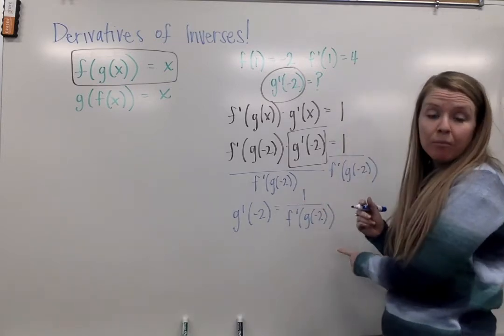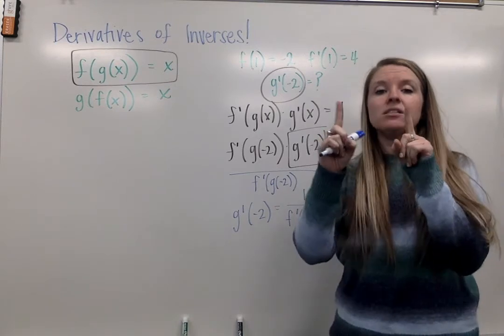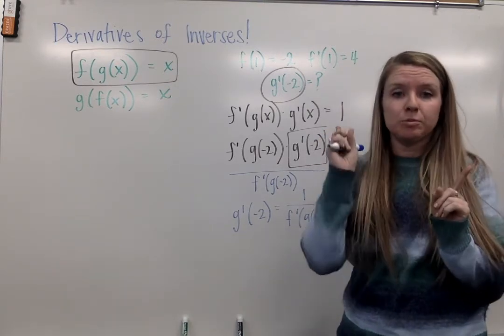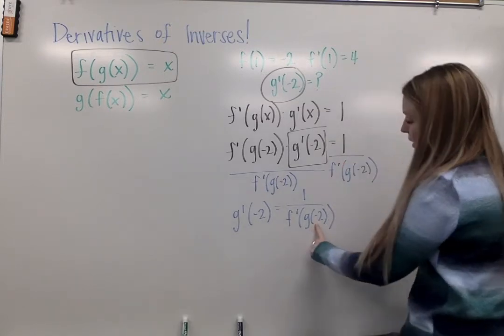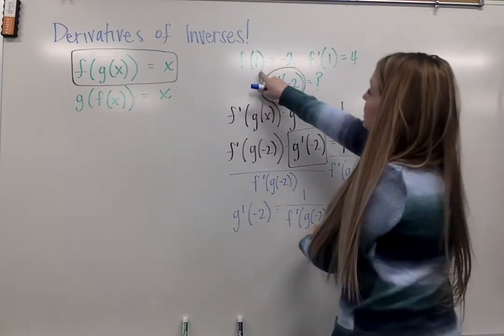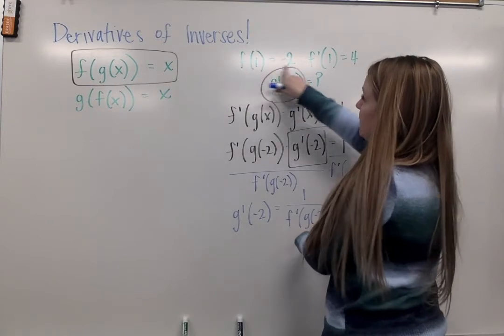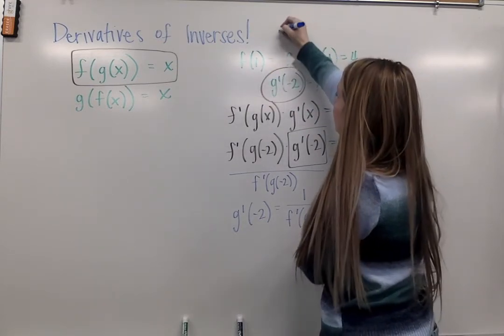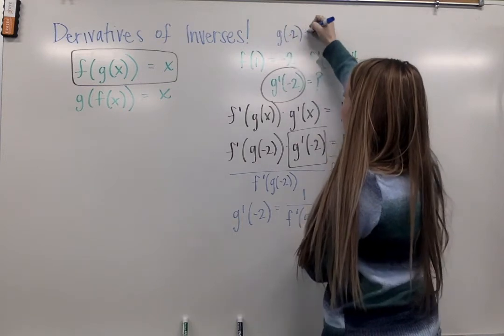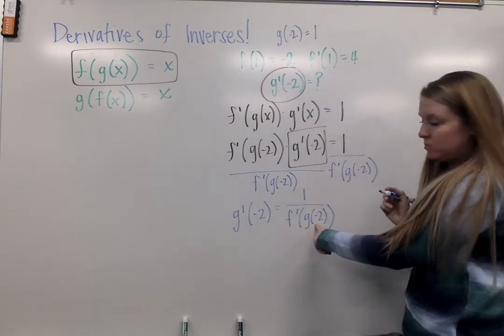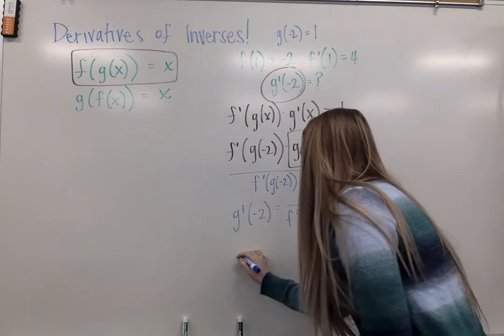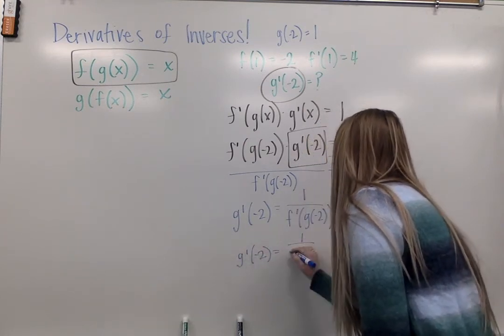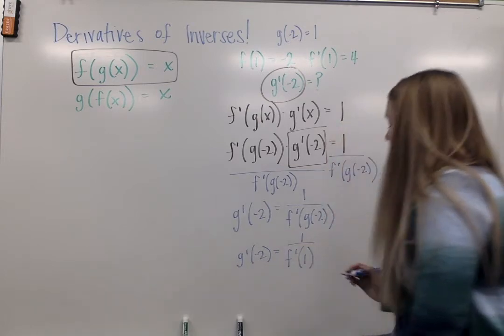So one thing we remember about inverses is our x and y values actually switch positions. Our inputs become outputs, outputs become inputs. So here, if I need to know what g of negative 2 is, that comes from this first given information. If f of 1 equals negative 2, then g of negative 2 equals 1. So I can now make that substitution. G prime of negative 2 equals 1 over f prime of 1.